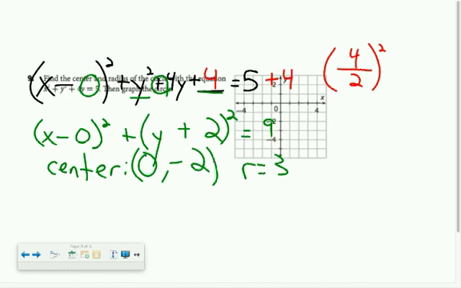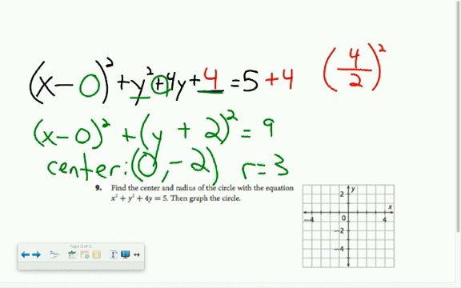And move this grid down here so that I can graph it. So my center is at 0, negative 2. My radius is 3, so up 3, left 3, right 3, down 3. Connect the dots.